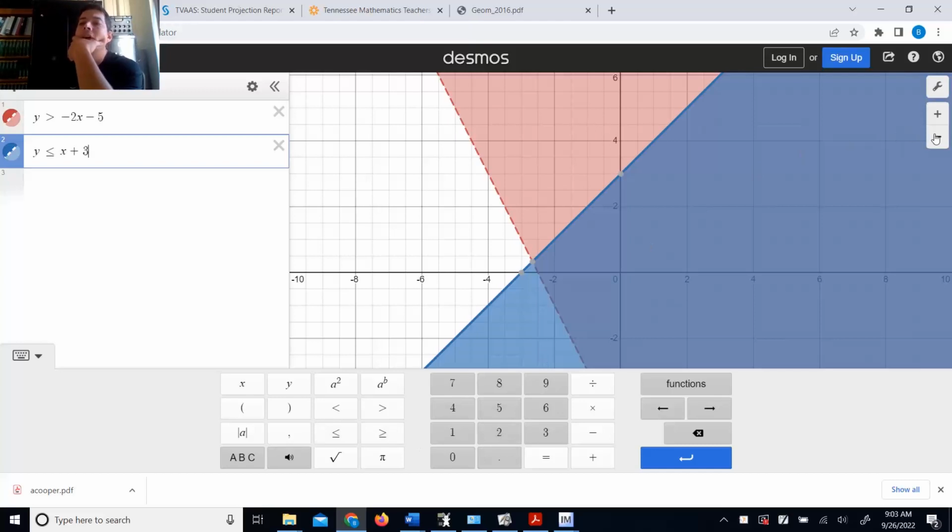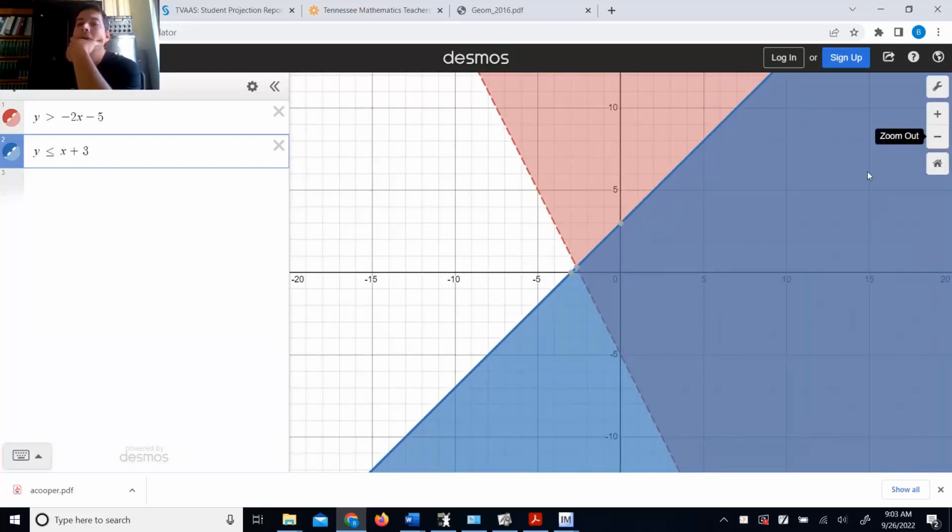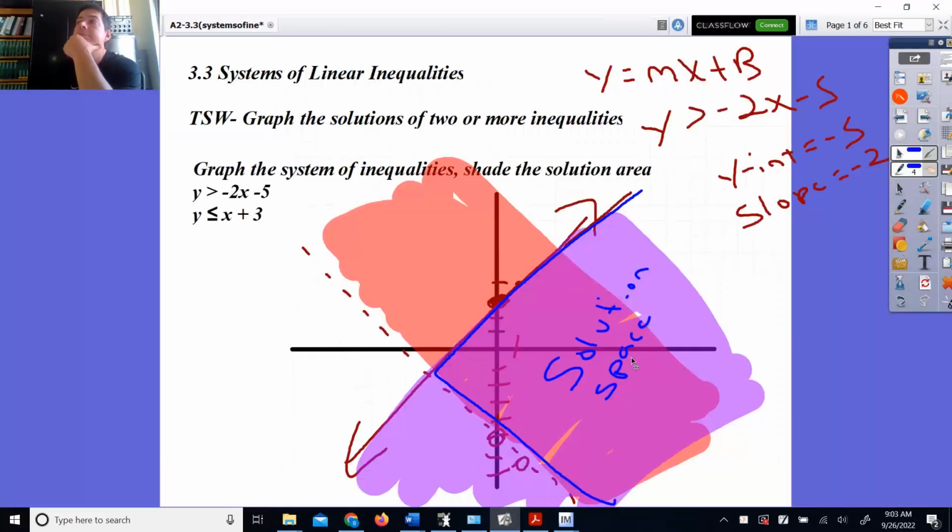Obviously, by the time I go to the copier, it will be black and white. But hopefully you can see the double shaded area is this right here. It will be darker, won't it? So be on the lookout for that. All right, any questions so far? All right.